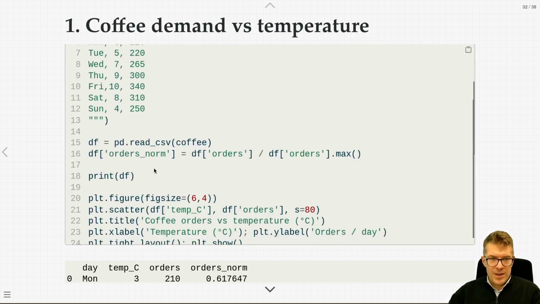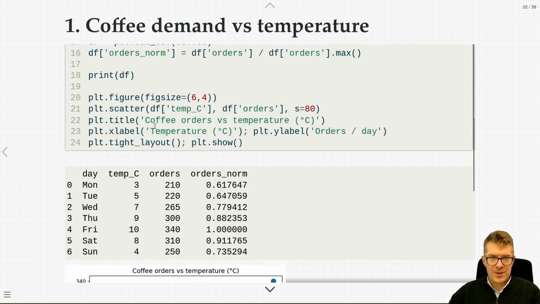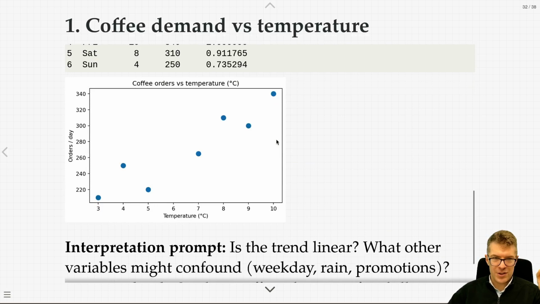And then I'm going to produce a little figure here. Oops, sorry. This figure has a particular size. It's going to be a scatter of the temperatures against orders. S is just a visualization parameter. I have a title. I have labels. Always label your x-axis, always label your y-axis. I'm going to produce a tight layout. You don't have to do this, but it can be helpful, and then I'll just show it. So this is what my Python environment has produced.